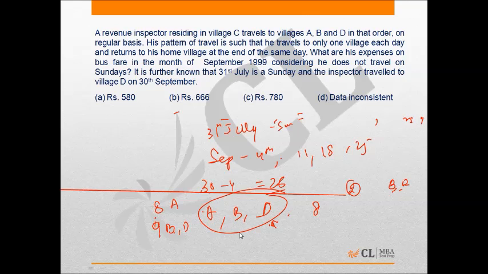So the total fare will be the total expenses of traveling to village A, which will be 8 into 2, as he bought 2 tickets on each day, and the fare from C to A, which is 18, plus 9 into 2 into fare from C to B, which is 8, and plus 9 into 2 into fare from C to D, which is 13, and it comes out to be 666. Therefore option B is the correct answer.